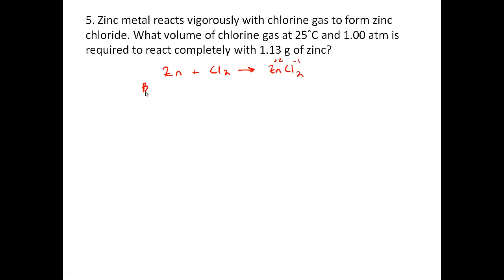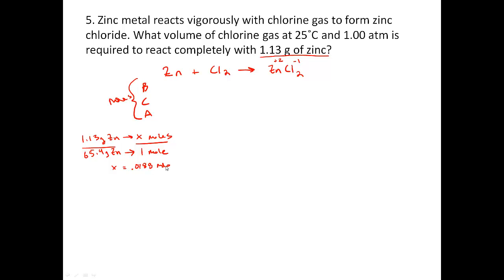Well, let's fill in our BCA table, see where that takes us. Now, remember, we need moles. Let's go ahead and figure out how many moles we're dealing with. We start off with 1.13 grams of zinc. We know that in 1 mole, there's 65.4 grams of zinc. We get that from the periodic table. Set up the ratio. Solve for x. We get 0.0188 moles of zinc.